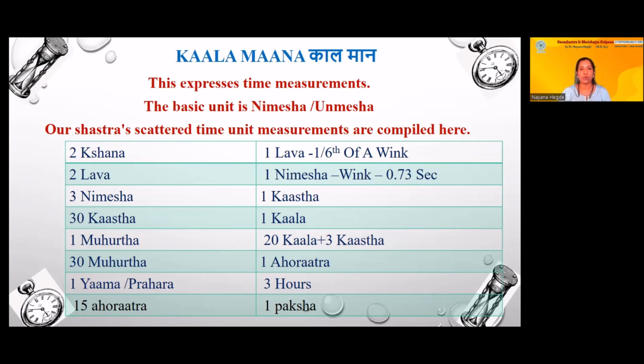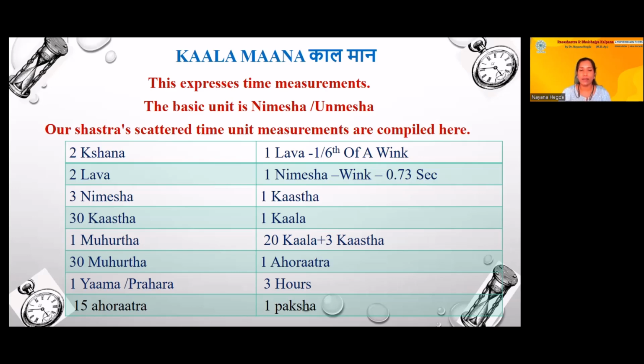2 Kshana is equal to 1 Lava, that is 1/6 of a wink. 2 Lava is equal to 1 Nimesha, that is equal to 1 wink, that is 0.73 seconds. 3 Nimesha is equal to 1 Kashta. 30 Kashta is equal to 1 Kala. 1 Muhurta is equal to 20 Kala plus 3 Kashta.